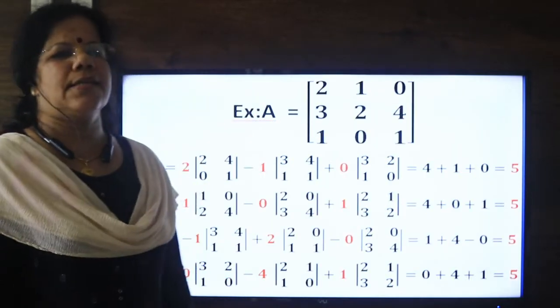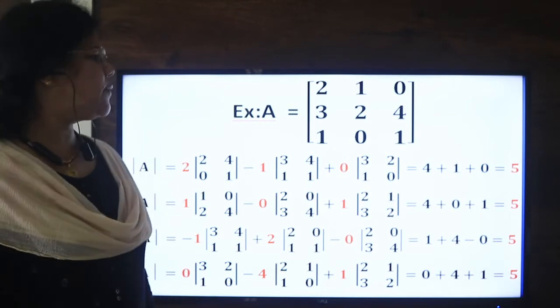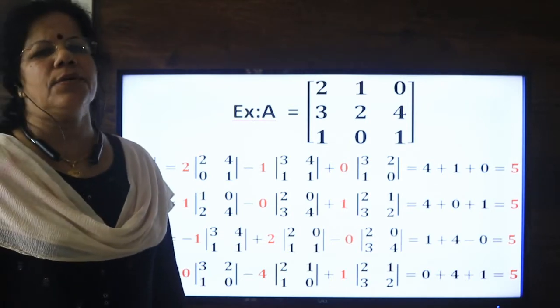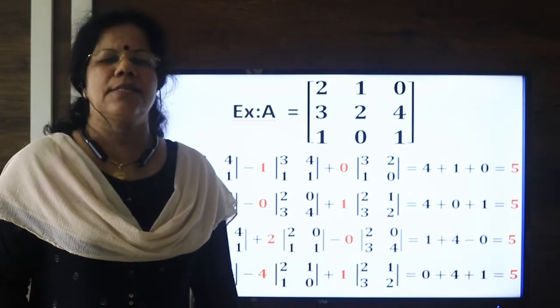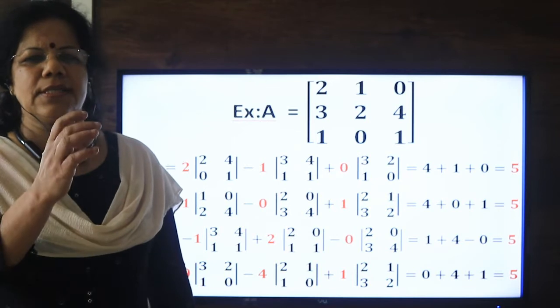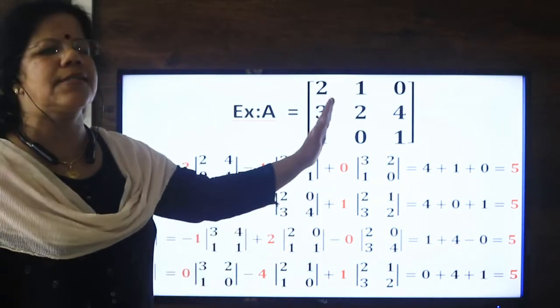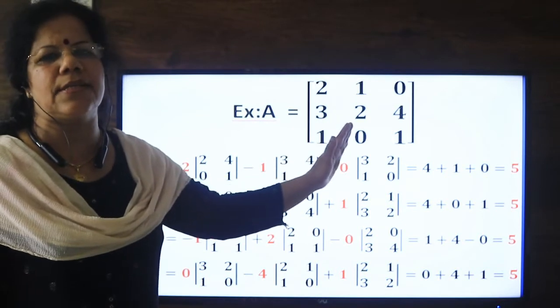Now see this example. A 3 by 3 matrix is given. We have to calculate determinant A. I already told you that for a 3 by 3 matrix, we can calculate the determinant in 6 different ways. All the 6 different ways give the same answer, because the matrix is the same. So determinant A is a constant.